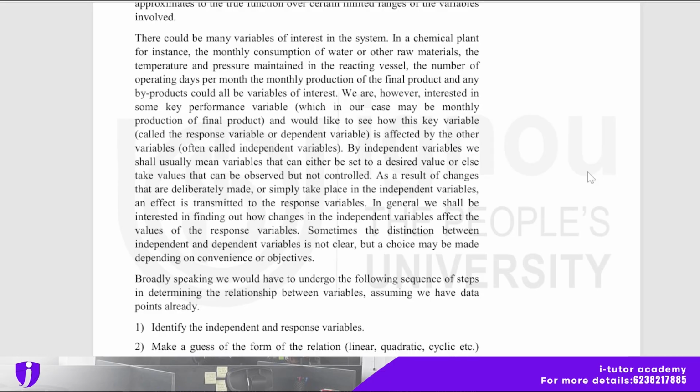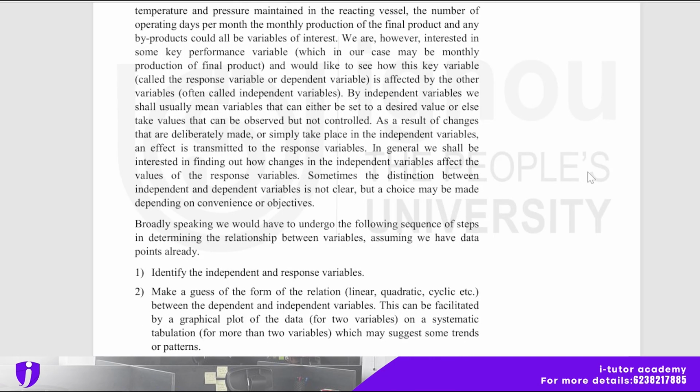by the other variables. By independent variable, we shall usually mean a variable that can either be set to a desired value or else take values that can be observed but not controlled. As a result of changes that are deliberately made or simply take place in the independent variables, an effect is transmitted to the response variable. In general, we shall be interested in finding out how changes in the independent variable affect the value of the response variable. Sometimes the distinction between independent and dependent variable is not clear, but a choice may be made depending on convenience or objective.